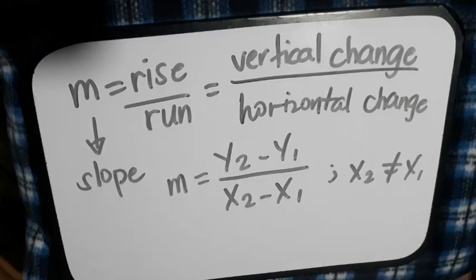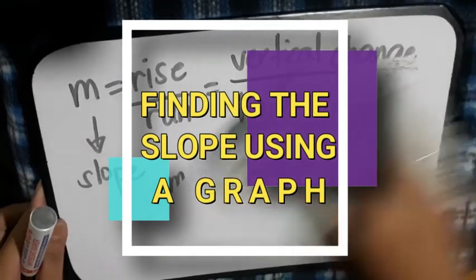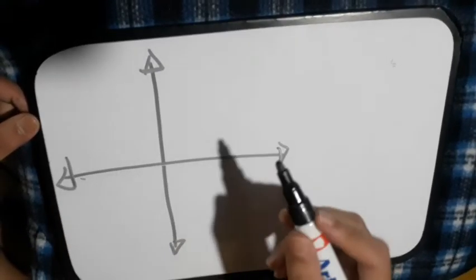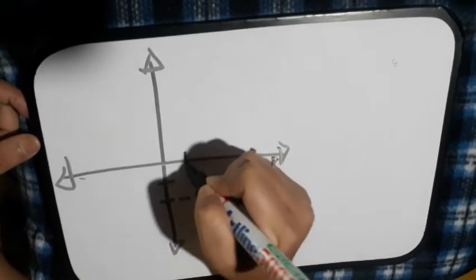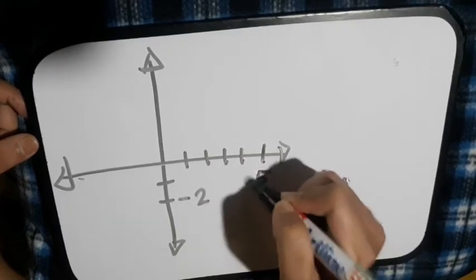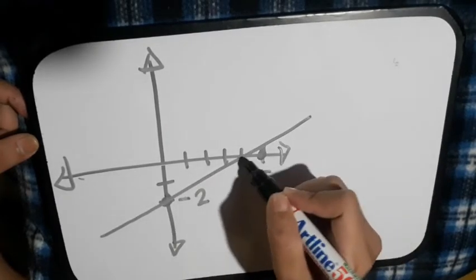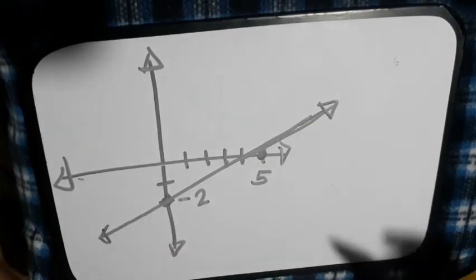So, bago tayo tumungo sa pag-solve ng slope using 2 points ay, let's find the slope first using the graph. Okay, let's say for instance, we have this Cartesian plane. So, kunyari meron tayong points. Gagawa ako ng linear graph, I should say. So, ayan siya.